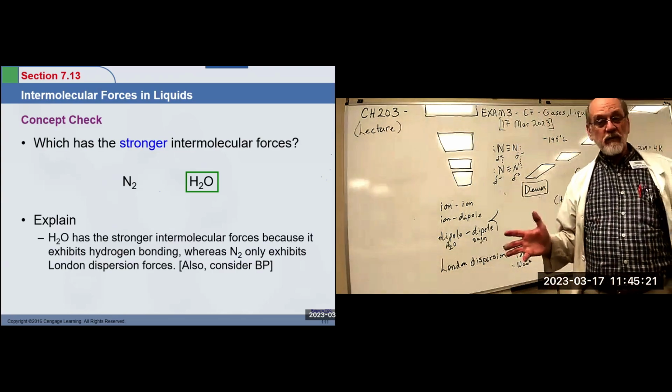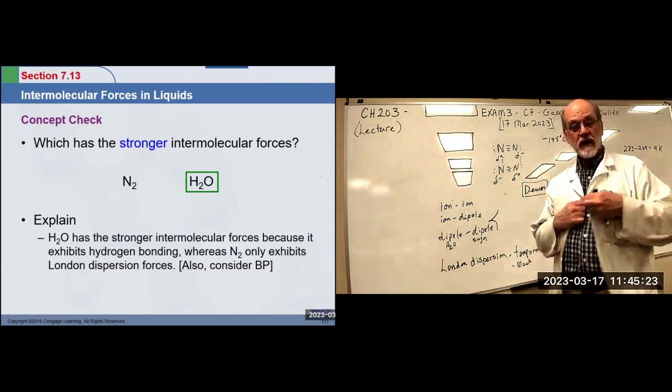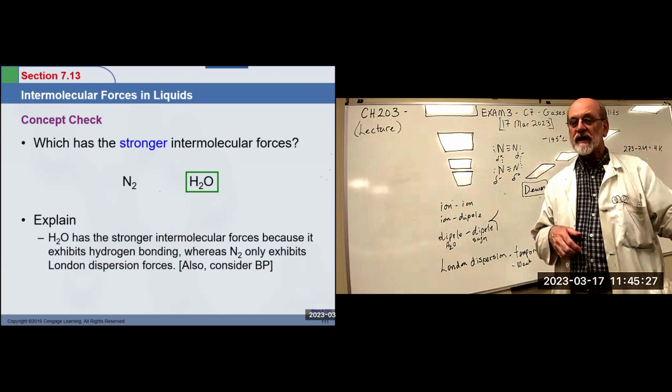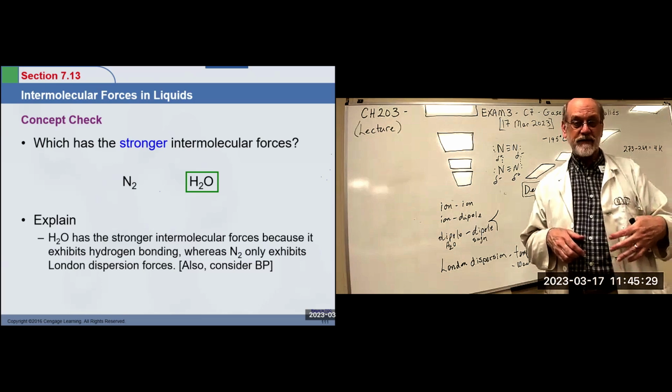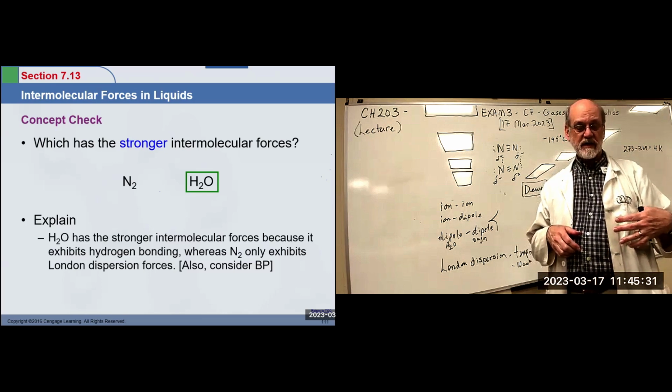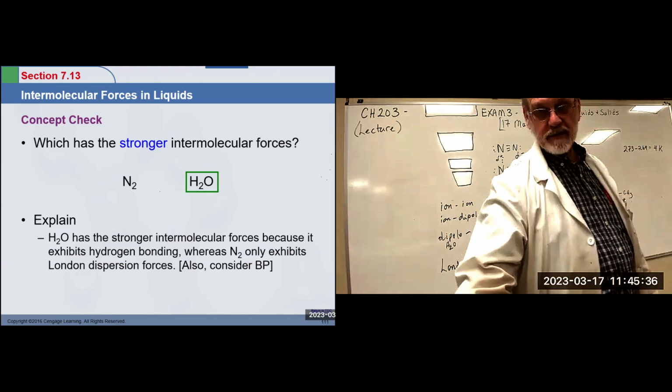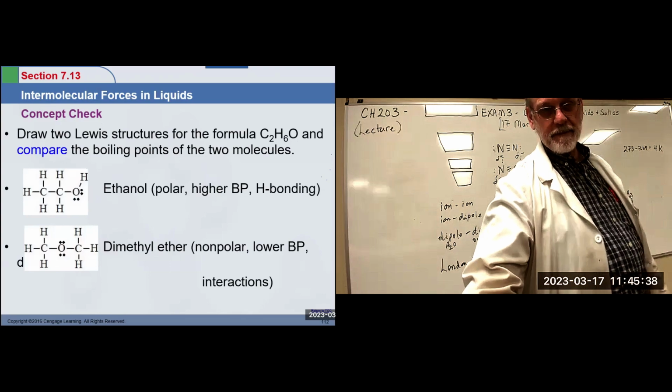How do we know? The difference in boiling point is a good place to start. Right? Water boils at 100 degrees Celsius. Nitrogen boils at minus 195 degrees Celsius. That's a difference of 295 degrees in their boiling points.